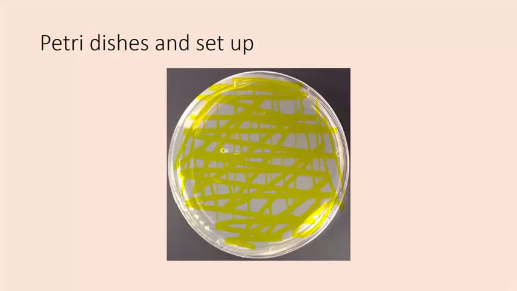So the idea is to cover the area and allow that bacteria to grow and fill in all of these spaces. The purpose of this experiment is to see how this bacterial growth is going to be affected by different antibiotics. So we have a single species of bacteria that we've covered the petri dish with, and then the next step is to add some antibiotic discs.